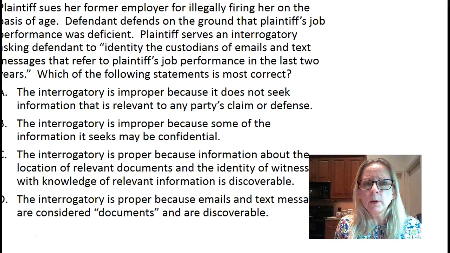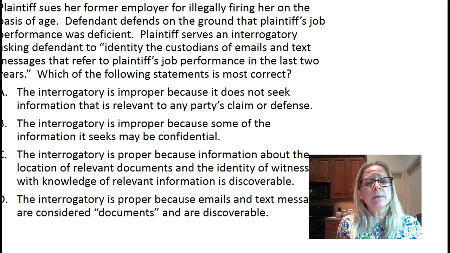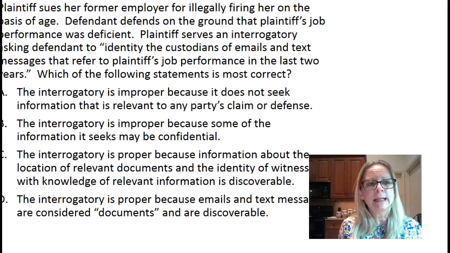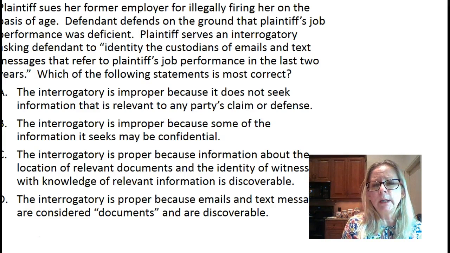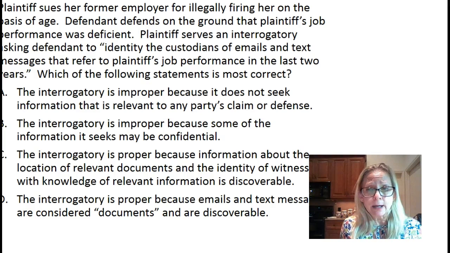Plaintiff sues her former employer for illegally firing her on the basis of age. Defendant defends on the ground that plaintiff's job performance was deficient. Plaintiff serves an interrogatory asking defendant to identify the custodians of emails and text messages that refer to plaintiff's job performance in the last 2 years. Which of the following statements is most correct?